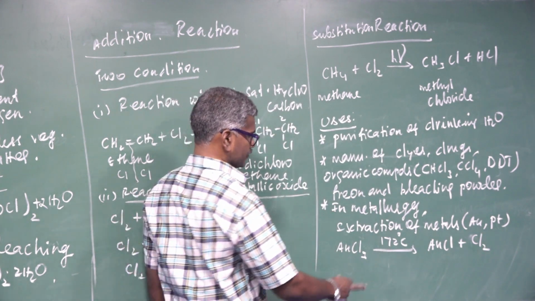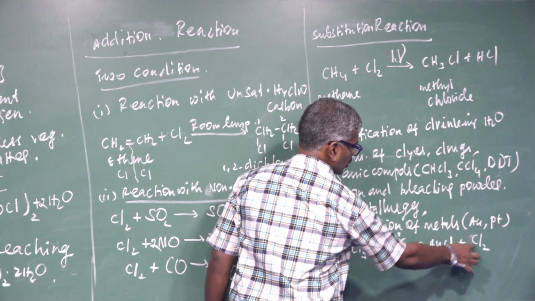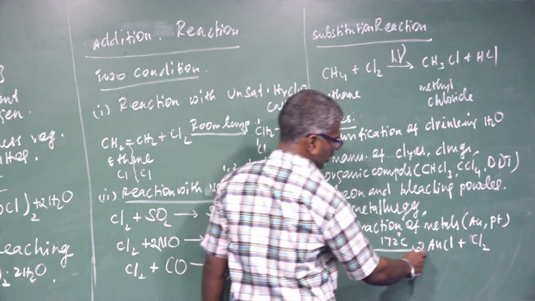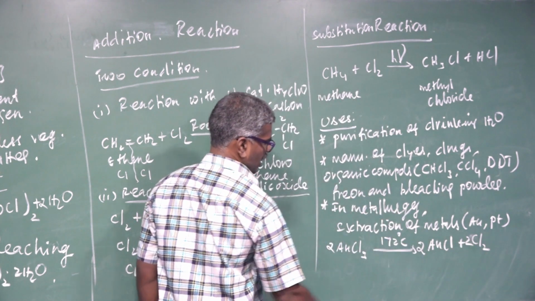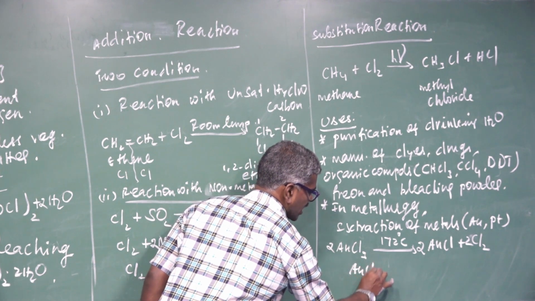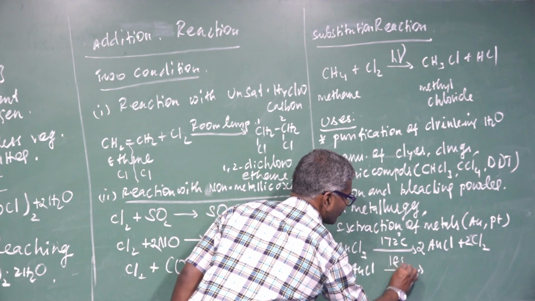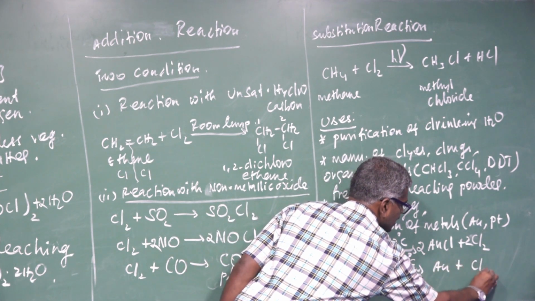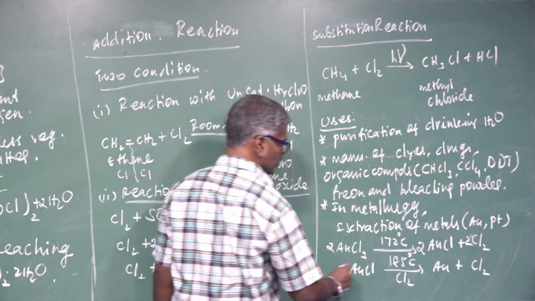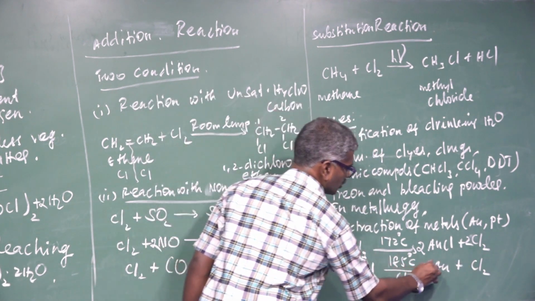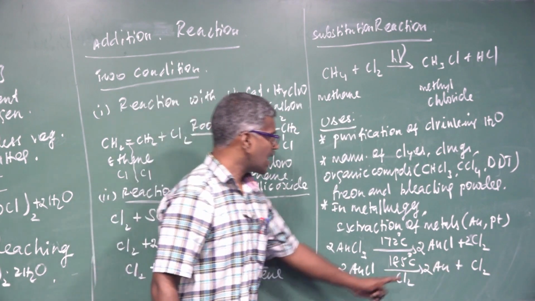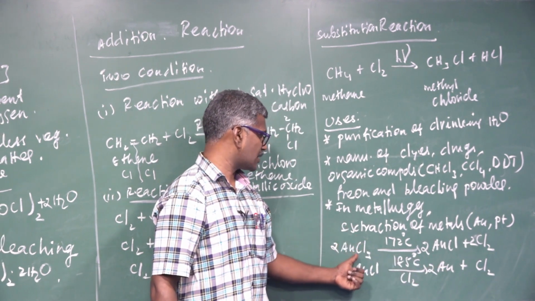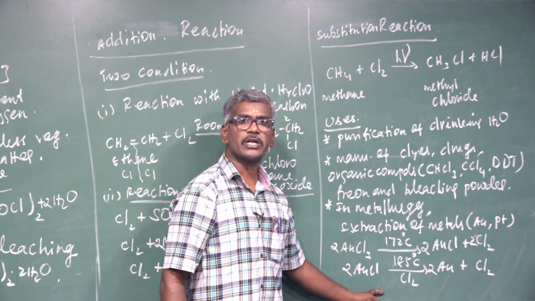Here common chlorine, here 2, here 2, 4, here 6 chlorine, here 2, here 2. Again this compound AuCl3 is heated at 185 degrees Celsius in the presence of chlorine to form AuCl. Balance the equation, so 2 chlorine, here 1, 2 times. So in the metallurgy, extraction of noble metals like gold from the chlorine compound. These are the uses for chlorine.